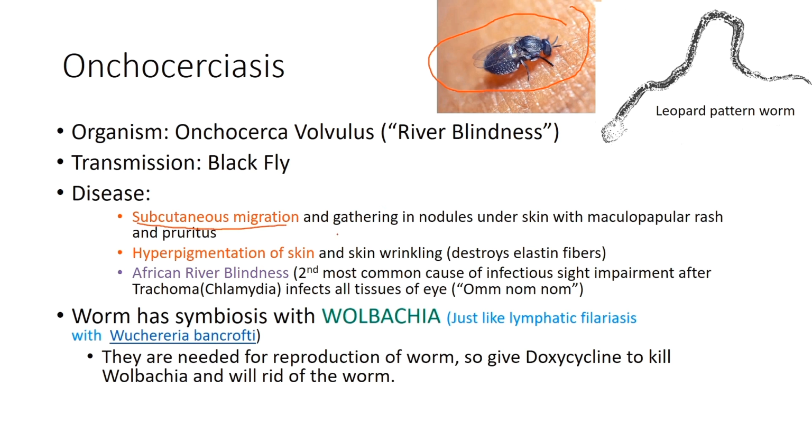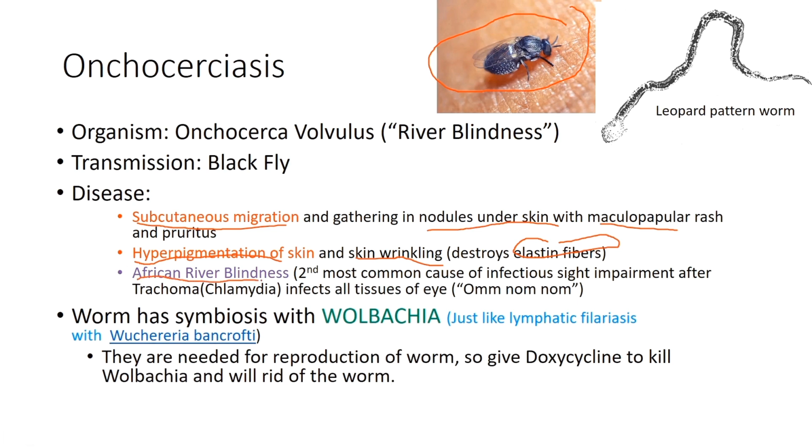In this disease you can have subcutaneous migration. It's similar to the subcutaneous migration of the worm we saw, but it doesn't cause Calabar lesions like in Loa loa. You can have very small nodules and a maculopapular rash with pruritus, and once the worm migrates somewhere else, that skin can have hyperpigmentation and skin wrinkling. The skin wrinkling is because this worm eats elastin fibers, so when you destroy the elastin fibers, you're not going to have elastic skin, and it gets all wrinkly and old.